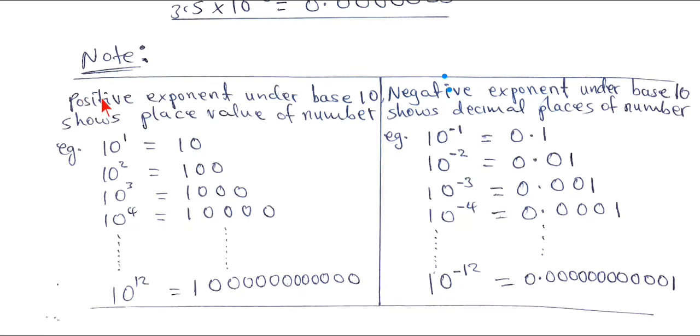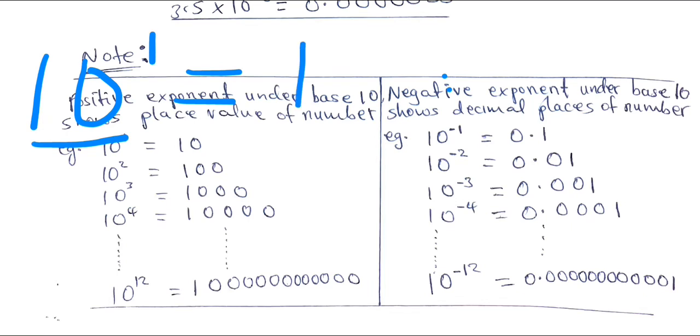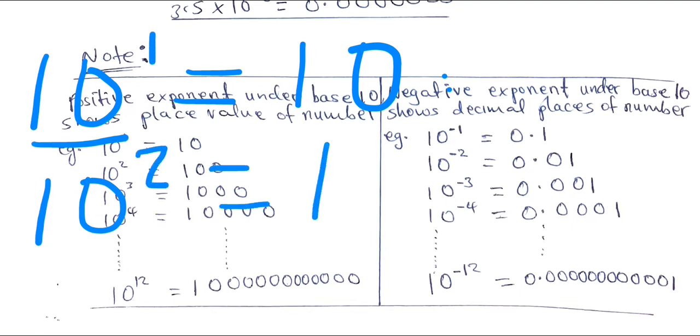From these notes, a positive exponent under the base 10 shows the place value of the given number. What does it mean? For instance, you have 10 exponent 1. This one is 10 and a positive exponent, which is positive 1. This one will be equal to 10. And when you have 10 exponent positive 2, this one will be equal to 100.